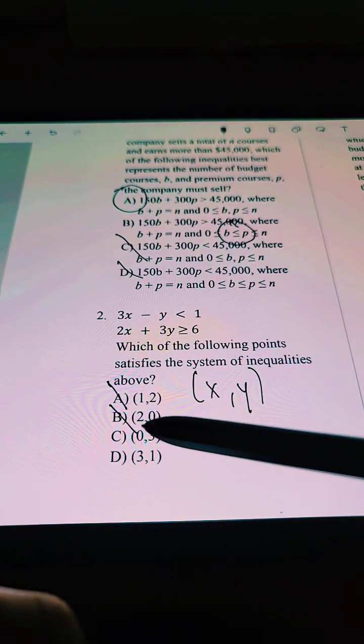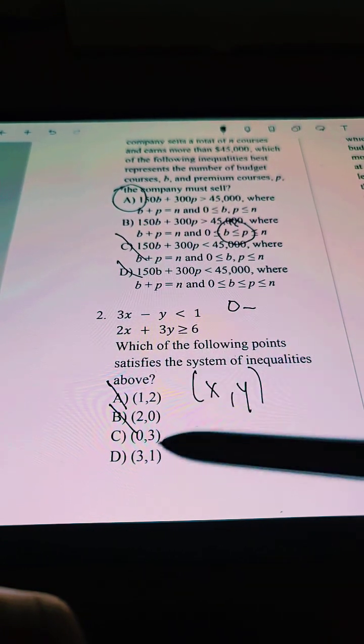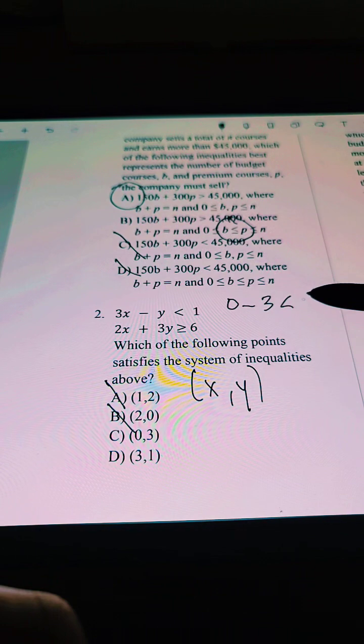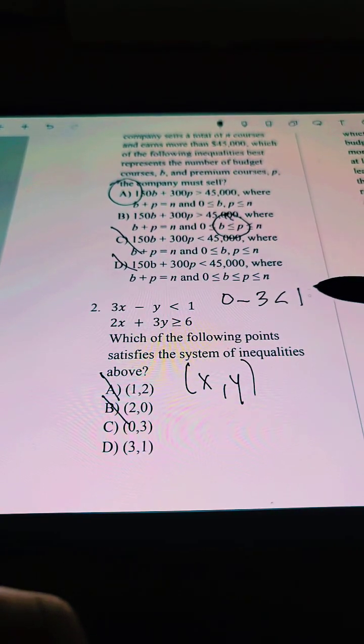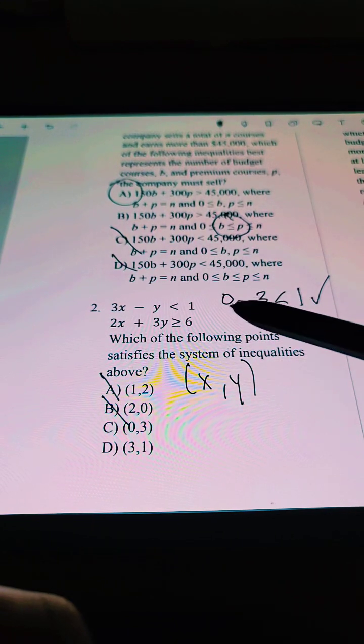So 3 times 0 for x is going to be 0 minus 3 for my y value. And we're going to say that that's less than 1. Yes, negative 3 is less than 1. But remember, it has to work for both. So we have to check it in the second one as well.